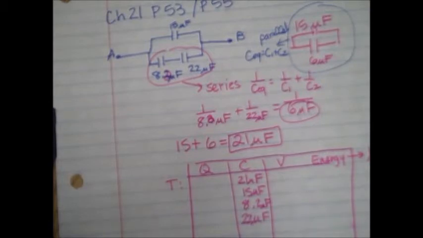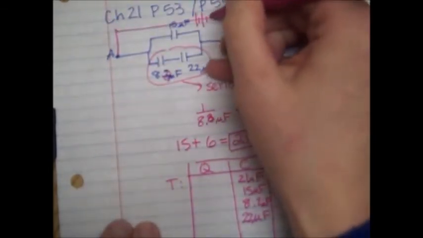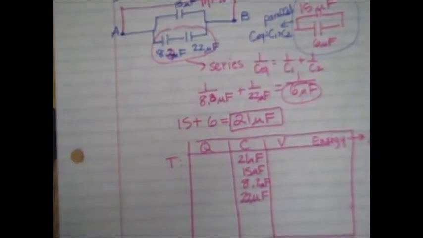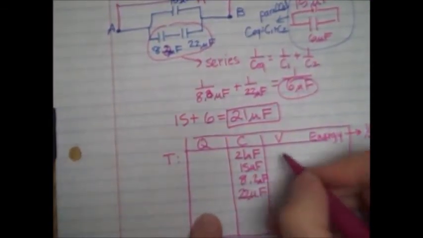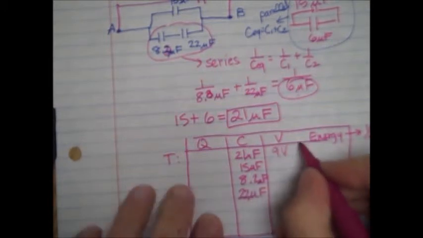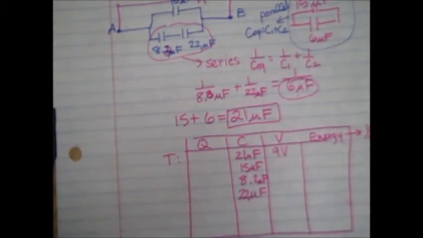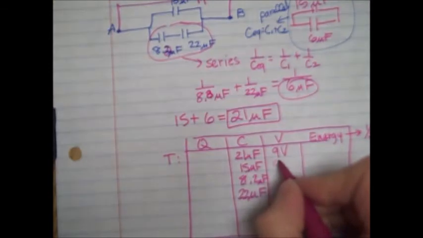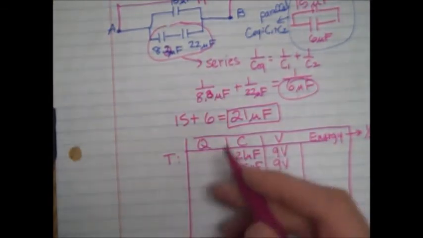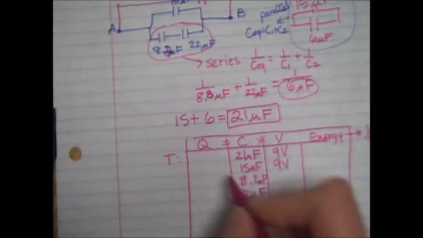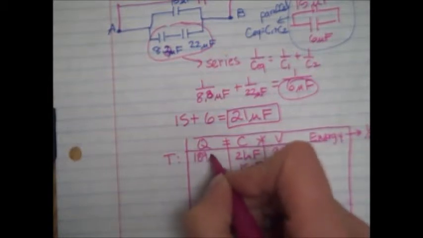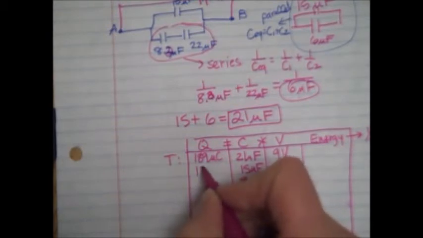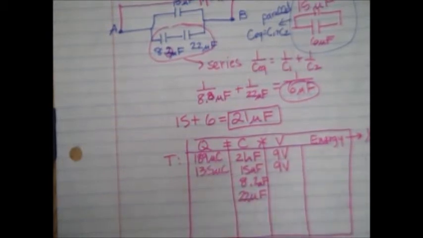For voltage, it says for this question, this is hooked to a 9-volt battery. So that means across the ends here, it's hooked to 9 volts. So the total voltage would be 9 volts, and then which of these capacitors would get all the 9 volts to themselves? The one that gets it all is the 15. So this would be 9 volts. Once you have any 2 out of the 3, we can use Q equals C times V to find the charge, and I got 189 microcoulombs and 135 microcoulombs for those charges.